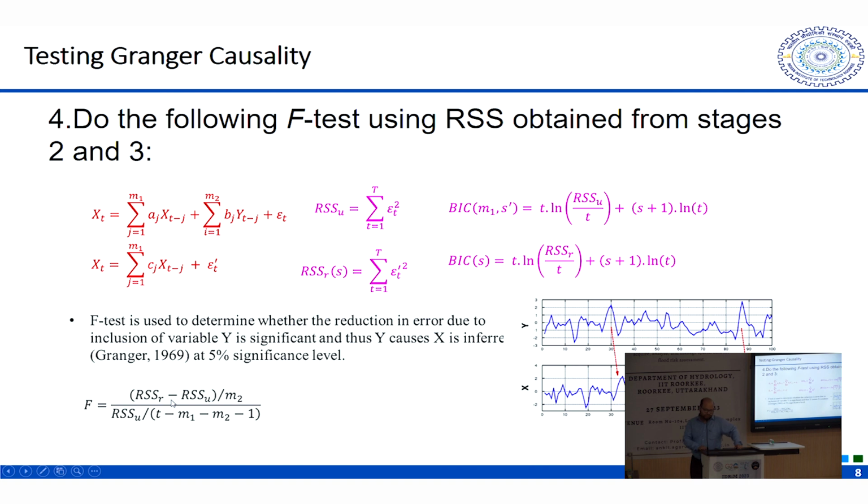So if we find this F value to be a significant factor in this test, then we say that the variable y is actually causing the variable x. So this is the main fundamental of Granger causality that we are dealing with.